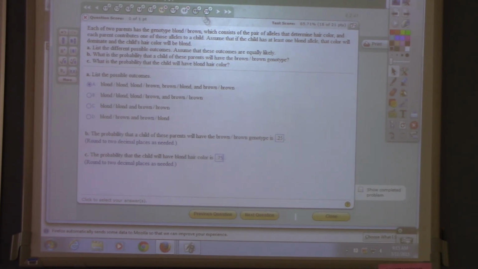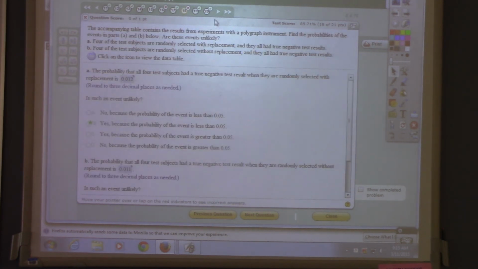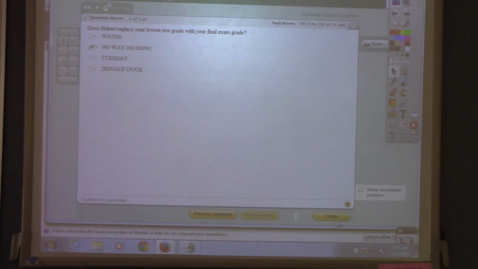All right, what's the long one? 18. 18? All right. So what did I make? We missed 2. I made an 86. I suck. All right, y'all good?